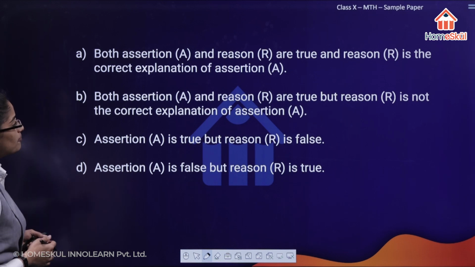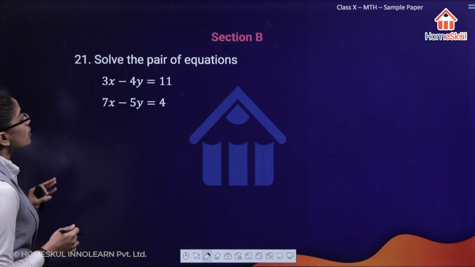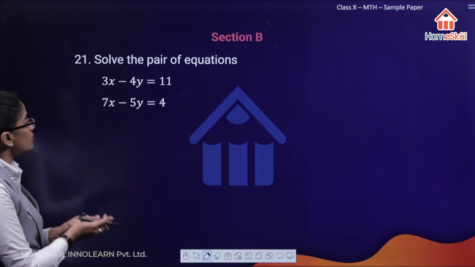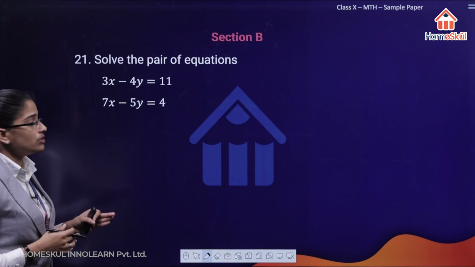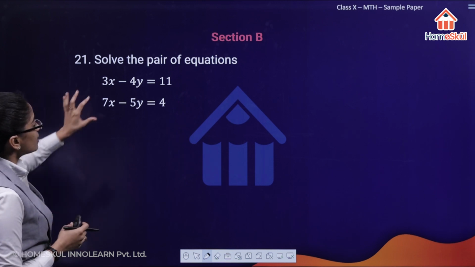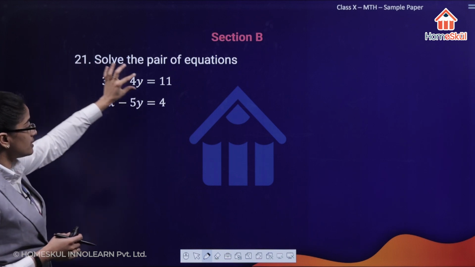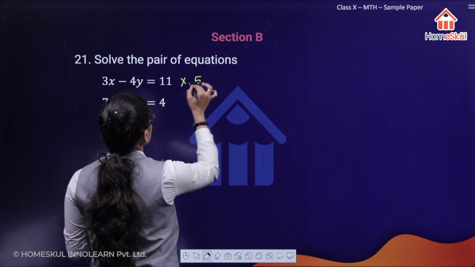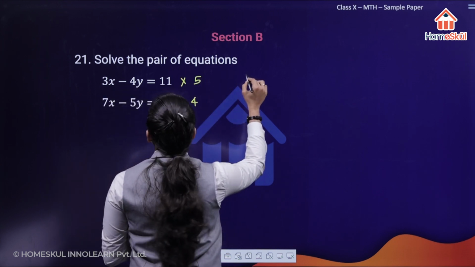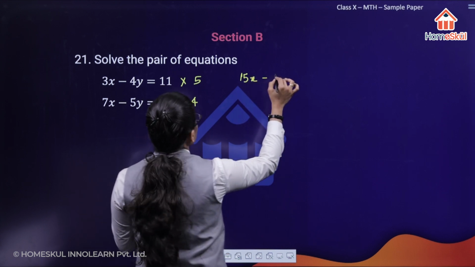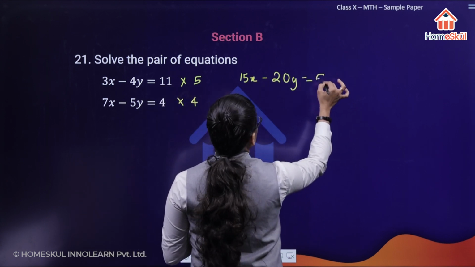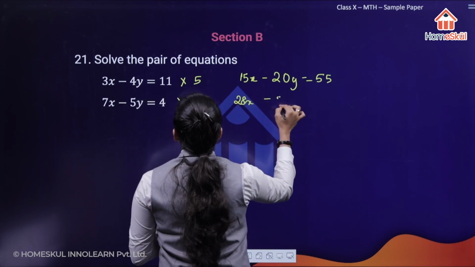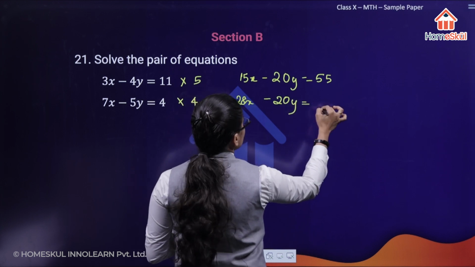Now moving on to section B. Question number 21. Solve the pair of equations. Here we are having two equations: 3x minus 4y is equal to 11 and 7x minus 5y is equal to 4. So we are going to make the coefficients of y the same. So we will be multiplying the first equation with 5 and the second equation with 4. Okay. So multiplying it with 5 and here multiplying it with 4, we will be getting 15x minus 20y is equal to 55, and here 28x minus 20y is equal to 60.